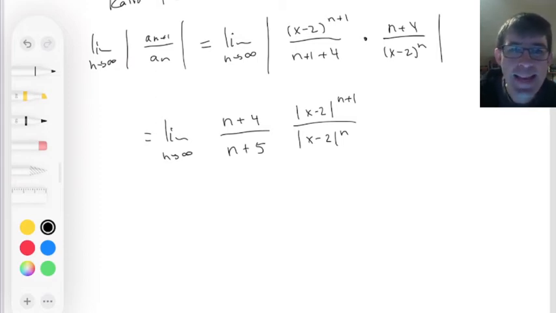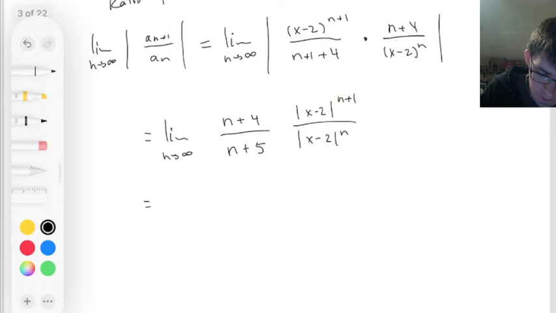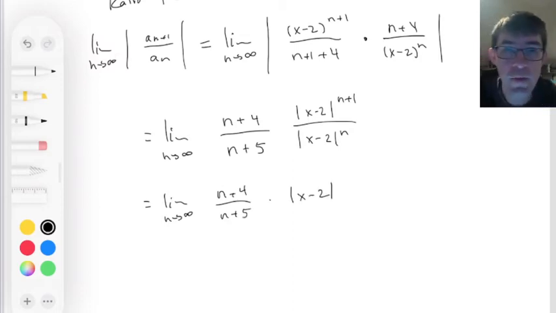All right, and now we cancel if we can. We can. These guys over here, x minus 2 to the n plus 1 over x minus 2 to the n, they all cancel except leaving one extra in the numerator. So it's going to be the limit as n goes to infinity of n plus 4 over n plus 5 times the absolute value of x minus 2, right? There was one factor of those left over in the numerator.